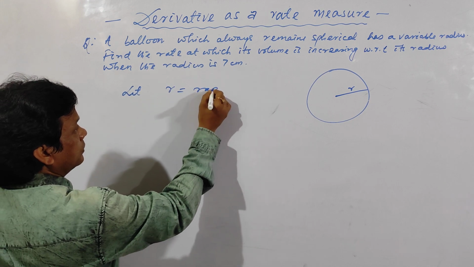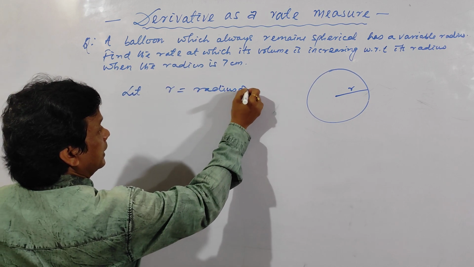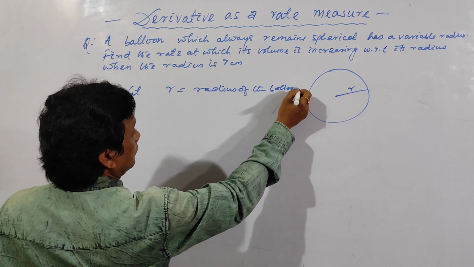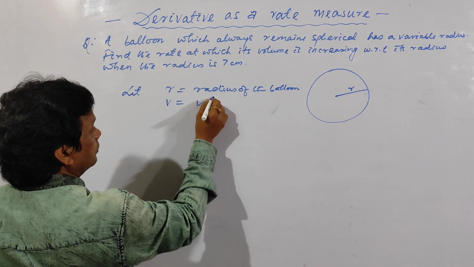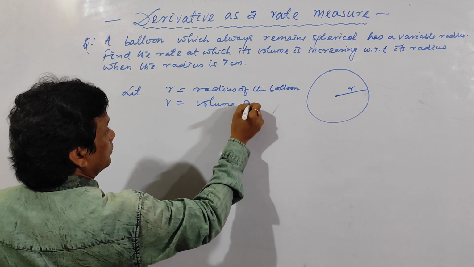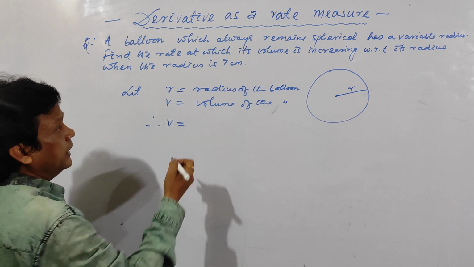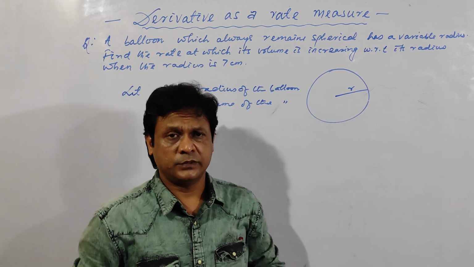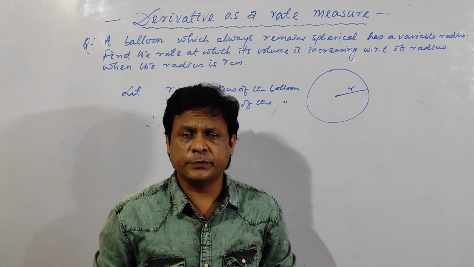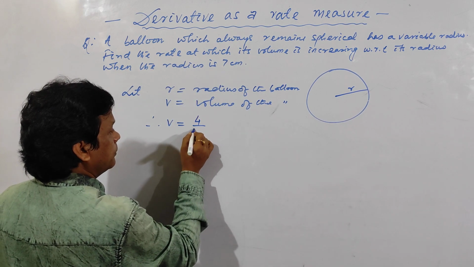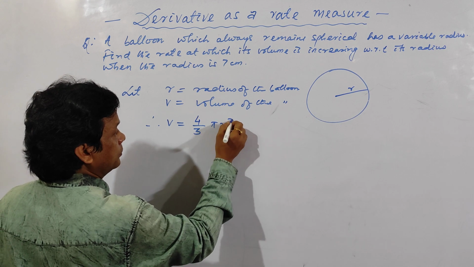r is equal to radius of the balloon and V is equal to volume of the balloon. Clear? So therefore, V is equal to, and this is a spherical shape. And what is the volume of a sphere? 4 by 3 pi r cube. So V is equal to 4 by 3 pi r cube.